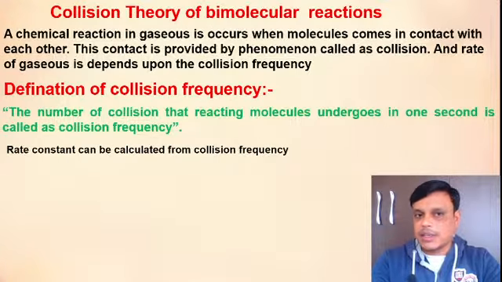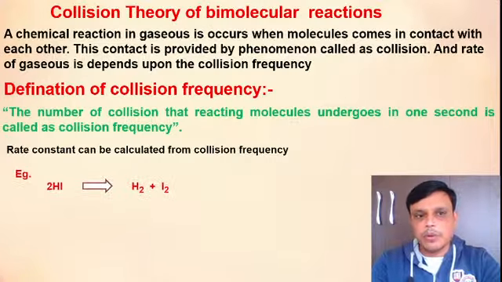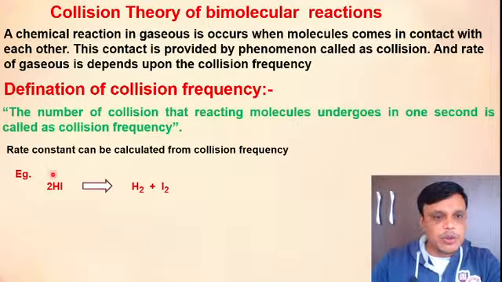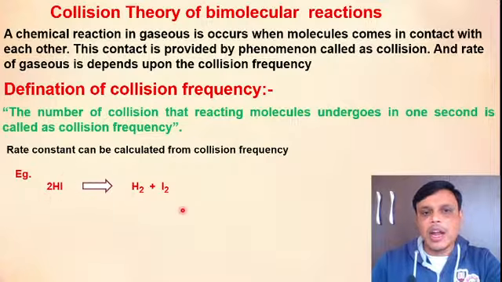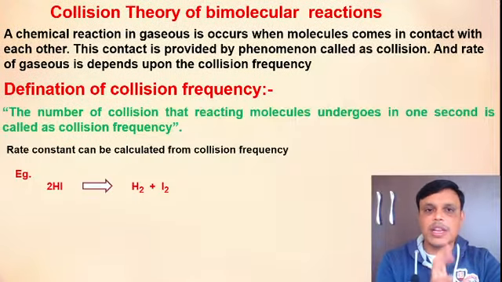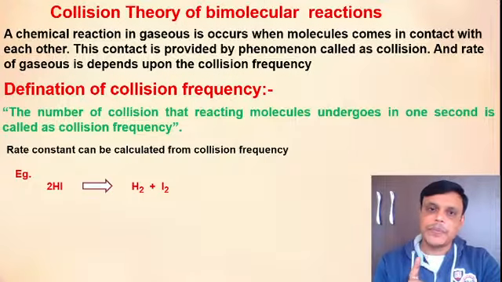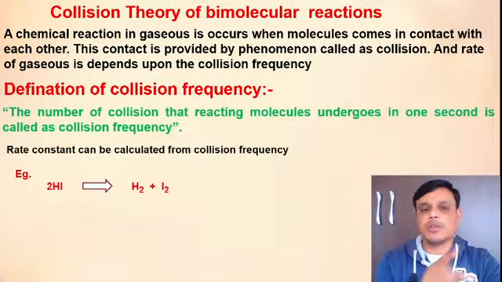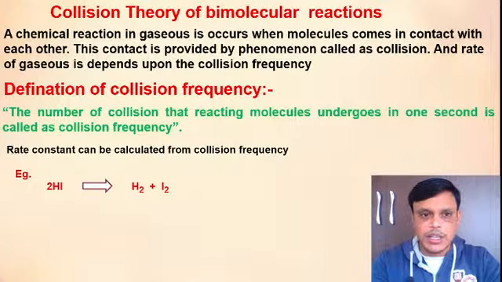So this rate constant can be calculated by using the collision frequency. How will we see? For example, we will take this equation: decomposition of hydrogen iodide into hydrogen gas and I2 gas. Okay? So decomposition of HI into H2 and I2. For this reaction, we will calculate the rate constant by using the collision frequency. We will take this as a model example, and we will calculate the collision frequency first, and after that we will calculate the specific rate constant for this decomposition reaction. Okay? So let us start.